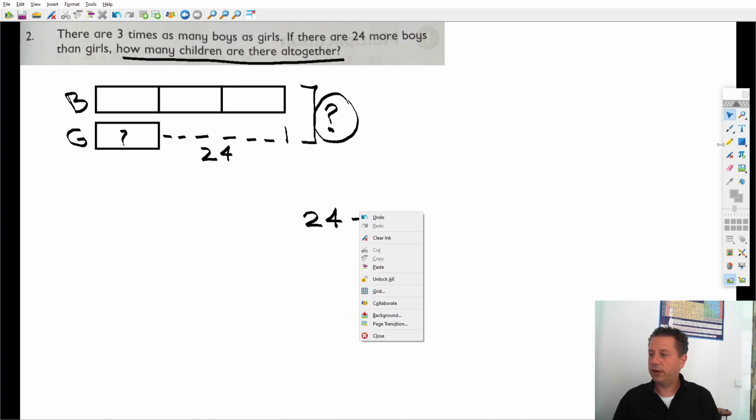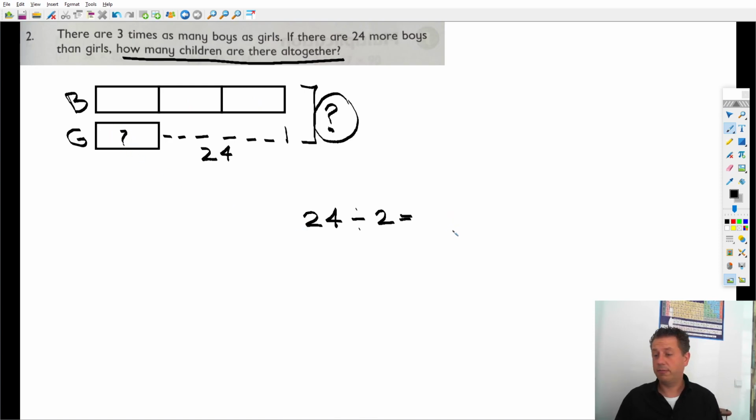Whoops, you still want to do that, don't you? 24 divided by 2. Because if I divide 24 by 2, it will figure out how much is in one of these blocks, which will answer my first question. So 24 divided by 2 is 12. Okay, so I know now that each of these blocks are 12, so I can erase that.